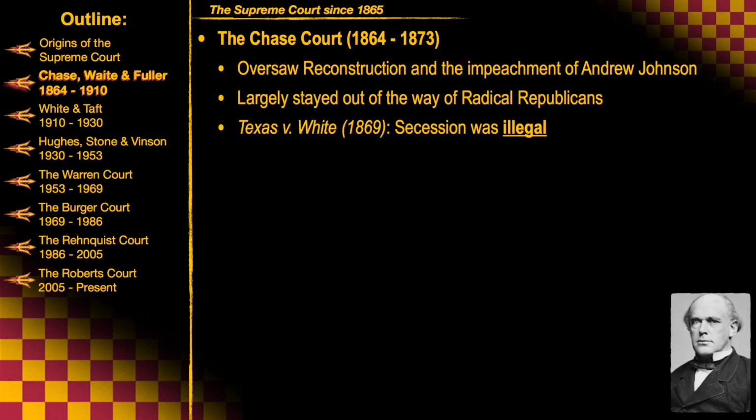All right, now our first post-Civil War Supreme Court, the Chase Court. This court, not much to discuss here. They oversaw Reconstruction, and the Chief Justice there, Salmon Chase, oversaw the impeachment of Andrew Johnson. But by and large, at this point, the federal government was largely controlled by the radical Republican faction, which was passing its Reconstruction legislation, and the court kind of just stayed out of the way.